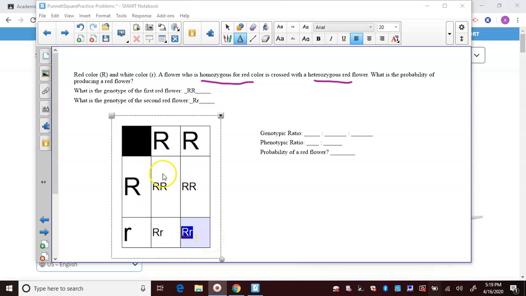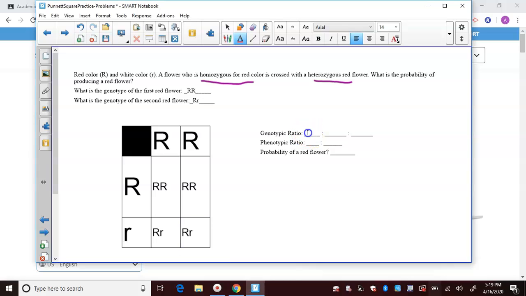So then what you're going to do is use this information for the potential offspring to answer the genotypic, phenotypic, and then probability. So with the genotypic ratio, again, you always write homozygous dominant first. So in this case, we have two capital R, capital R's. Then the heterozygous would be two capital R's, lowercase r's. And then here would be 0 lowercase r's, lowercase r's.